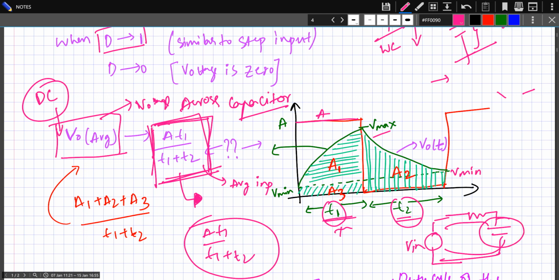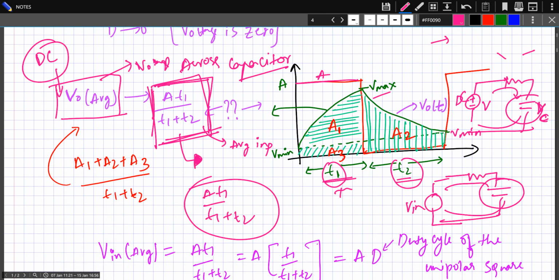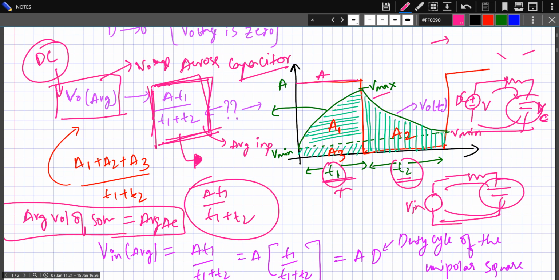And doesn't this sound similar? If you apply a DC voltage across an RC circuit, what do we get? Eventually the capacitor will fully charge, and this DC voltage V will appear across the capacitor C. So the same thing is happening. So we can make one generalized statement. If we have any type of source, the average voltage of that source will be equal to the average voltage across the capacitor for a simple RC network. For this network it is like that.